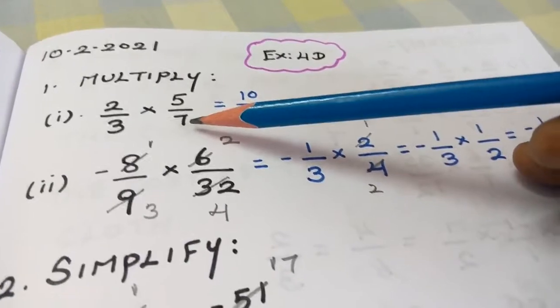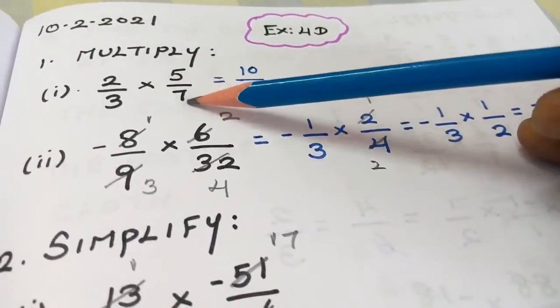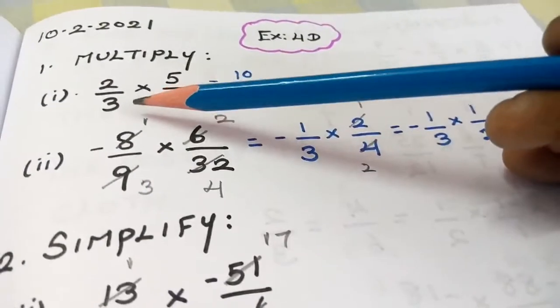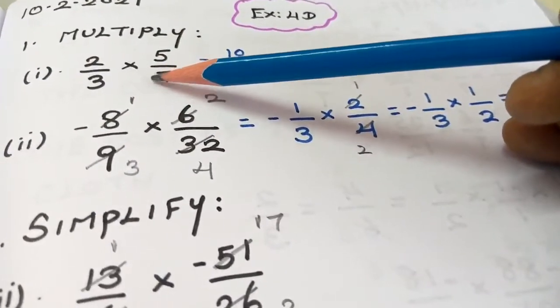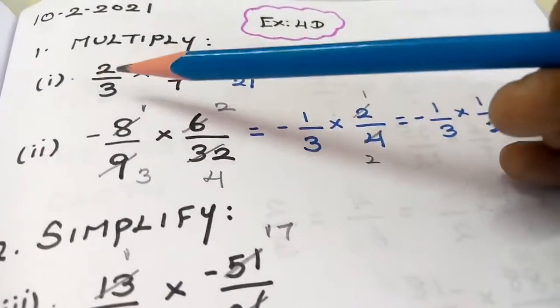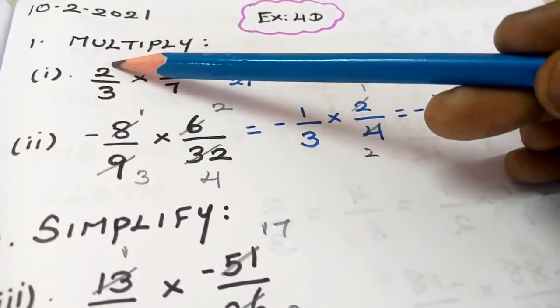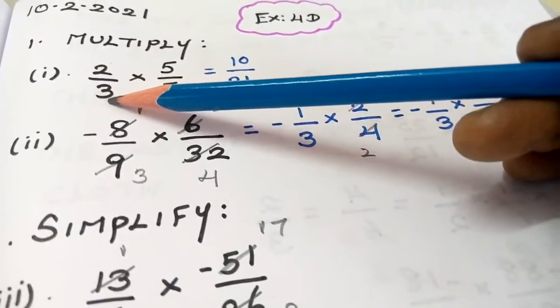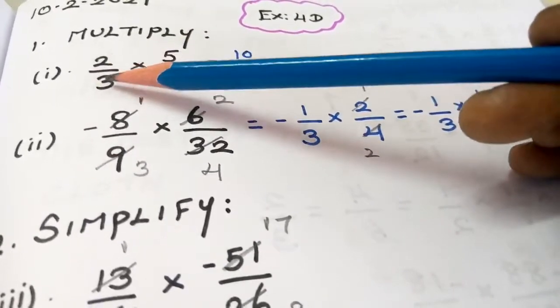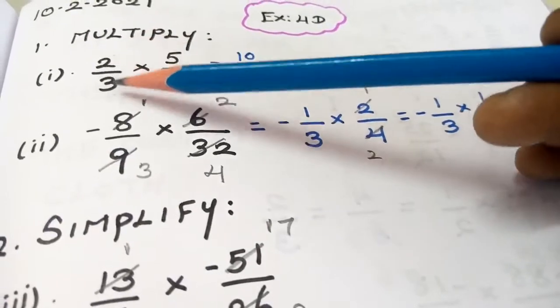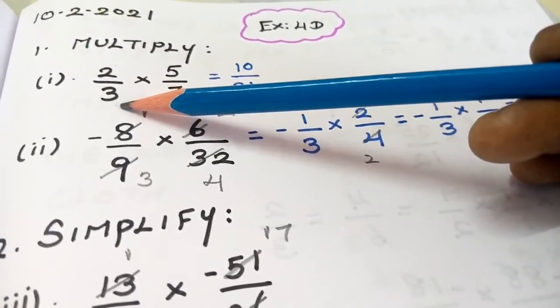In a rational number, you are going to have a numerator and a denominator part. First you check whether it is possible to cancel. So what is the meaning of cancellation? Whenever you cancel numbers, you cancel one number at the top and another number at the bottom. So that is the procedure.